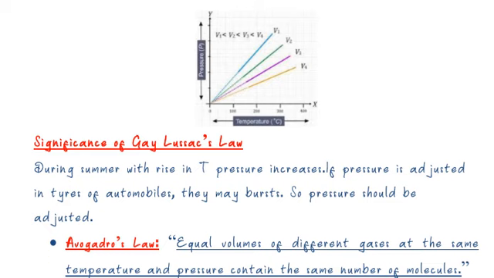The significance of Gay-Lussac's law is that during summer, with rise in temperature, pressure increases. If pressure is not adjusted in the tires of automobiles, they may burst. So pressure should be adjusted.